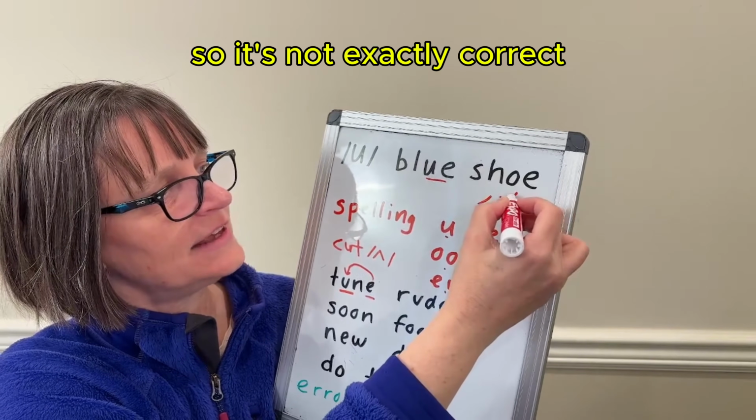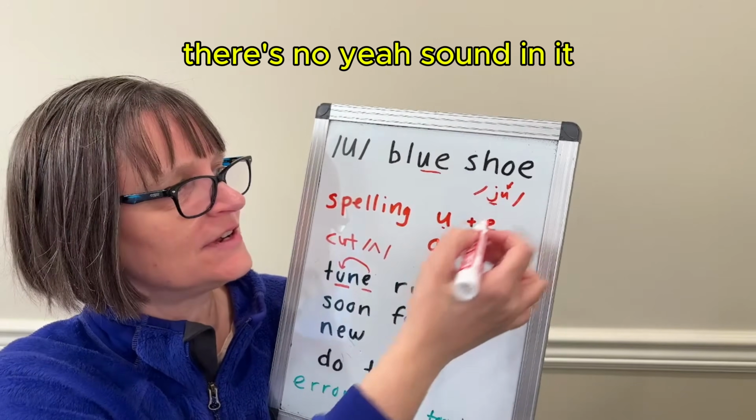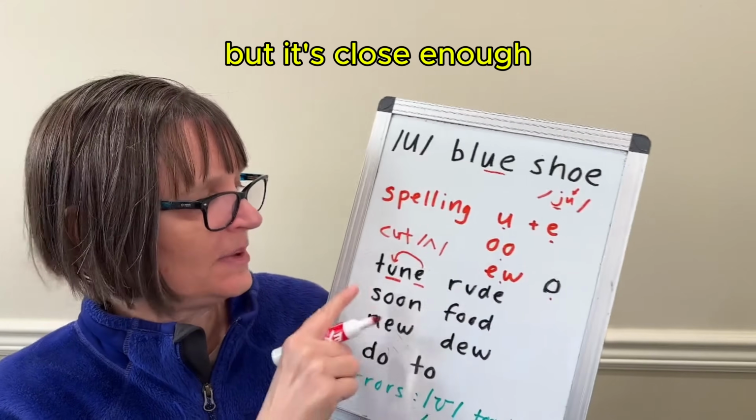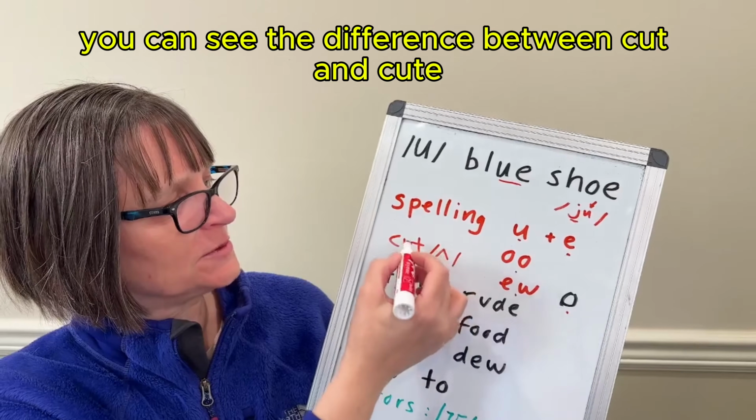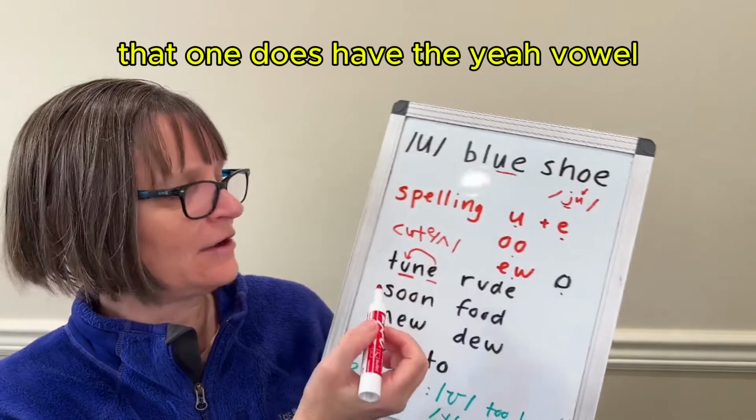So it's not exactly correct. I'm not saying tune in American English. There's no y sound in it. It's just oo, tune. But it's close enough. You can see the difference between cut and cute. That one does have the y vowel.